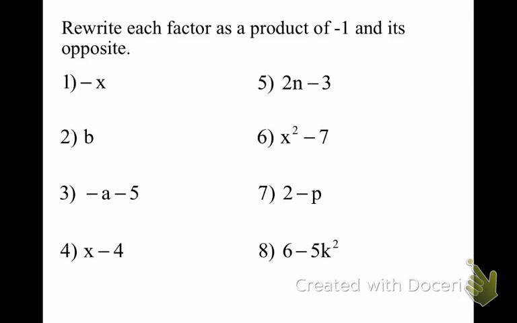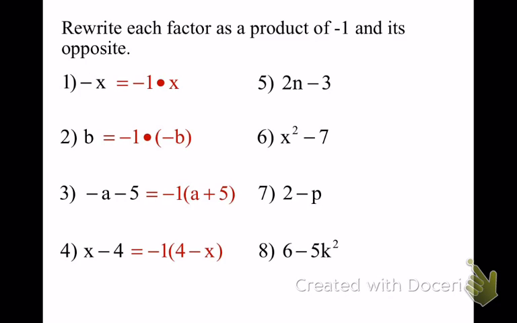Okay. So let's rewrite each of these as a factor, as a product of negative 1 and its opposite. So negative x would be negative 1 times x. B would be negative 1 times negative b. Pause the recording and try the rest on your own. Now check your work. Negative 1 times a plus 5. Negative 1 times 4 minus x. Negative 1 times 3 minus 2n.